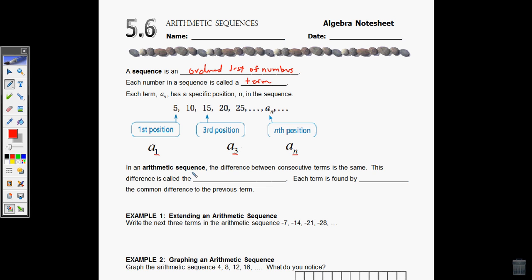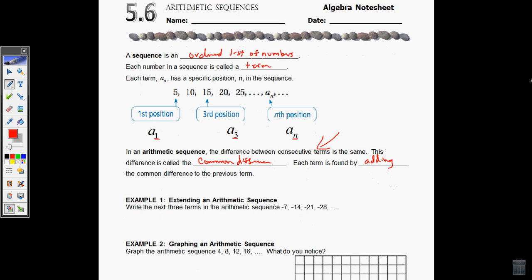So in an arithmetic sequence, the difference between consecutive terms is the same. Right? I said there's a lot of similarities with linear functions. That's the same thing we were just talking about with how to define something as linear or nonlinear. They had to have the same difference, the same constant rate of change. So this difference is what we call the common difference. All right? And each term is going to be found by adding the common difference to the previous term.